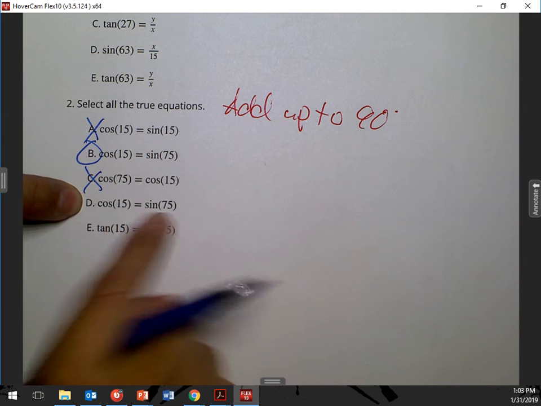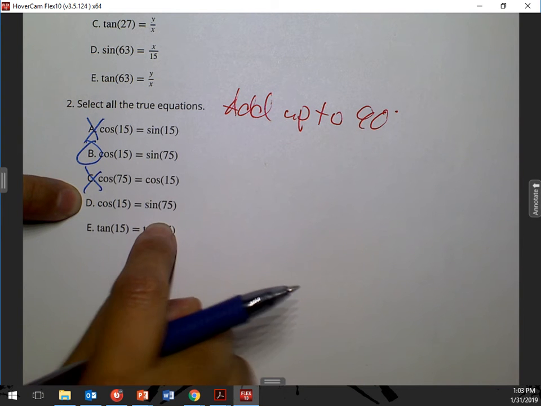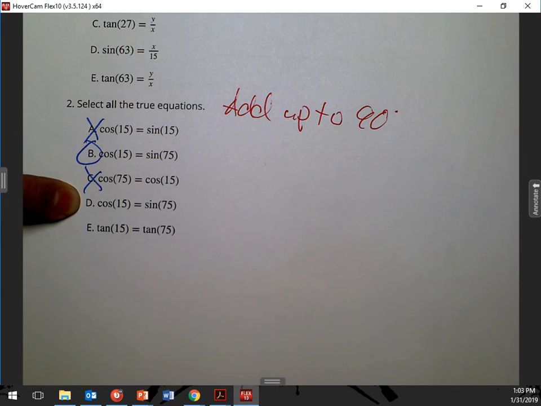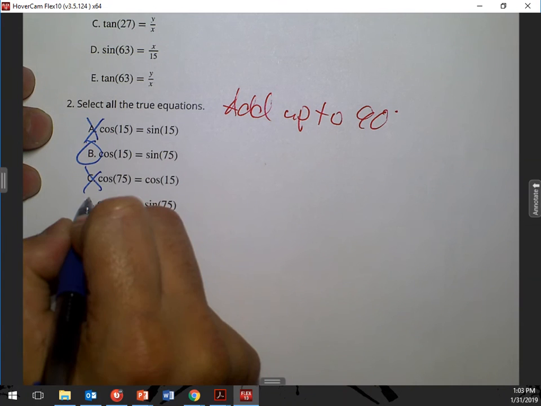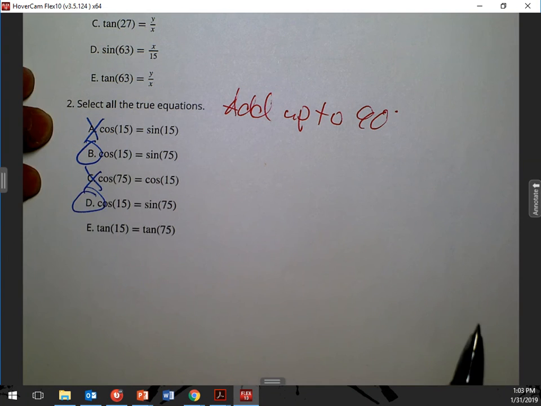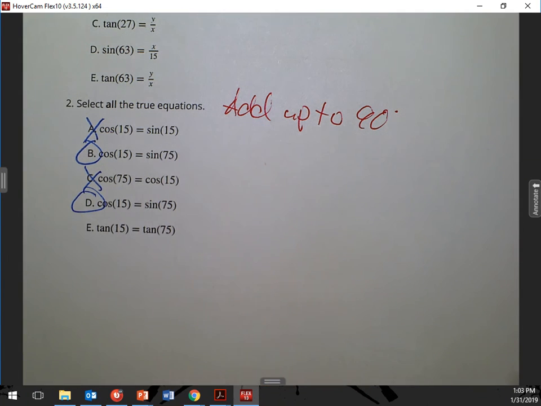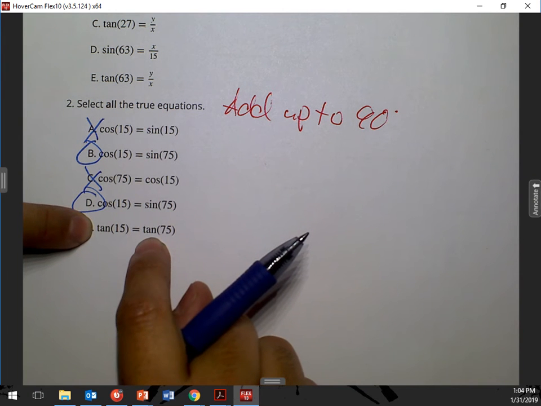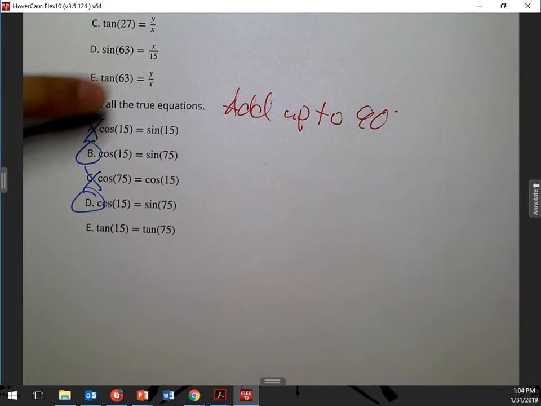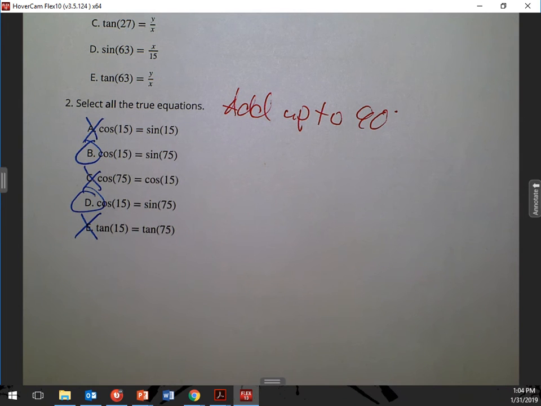Okay, 15 and 75. 90, so it works. Are they co-functions? Yes. So I put an oval. The last one doesn't work. Tan and tan. Tan of 75, tan. Are they co-functions? They're not co-functions, so what do I put?